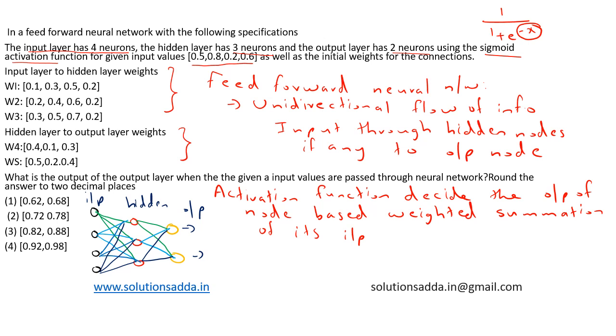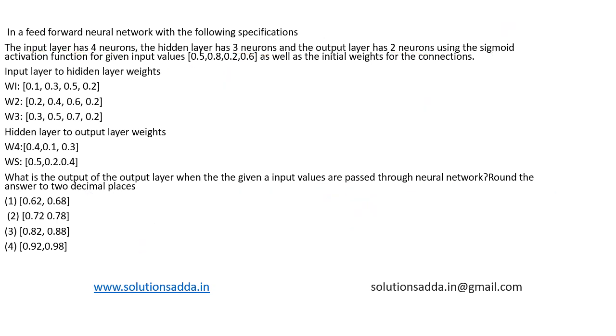This will be the basic structure. Now let's try to solve it. We'll solve it one by one. The first case is input layer to hidden nodes. So we are having 4 input nodes and 3 hidden nodes. The connection will be, let's write the input values: 0.5, 0.8, 0.2, and 0.6. Now we are having 3 hidden nodes, characterized by h1, h2, and h3.